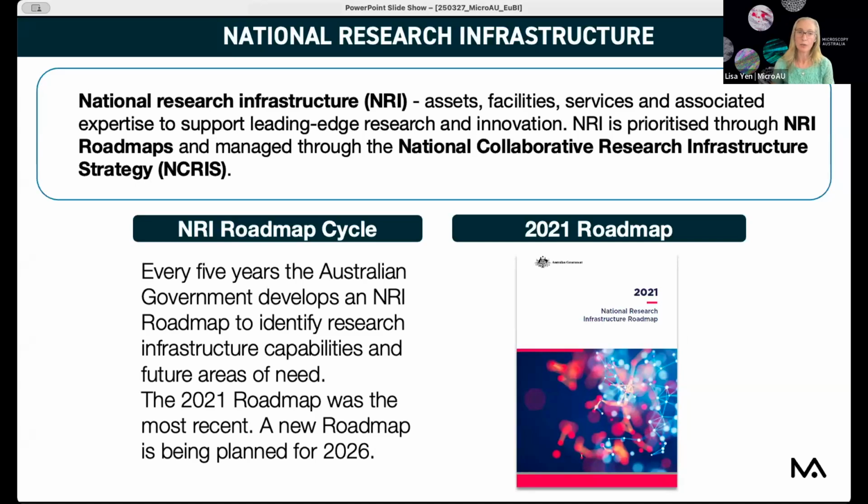So within Australia, we have an approach that thinks about what is kind of institutional research infrastructure, national research infrastructure, and what we call global or landmark research infrastructure, which might be something like an SKA or a square kilometre array. And so Microscopy Australia is sitting within that national research infrastructure definition, where we're thinking about assets and equipment, facilities, services, and that expertise that's going to enable Australian research and innovation.